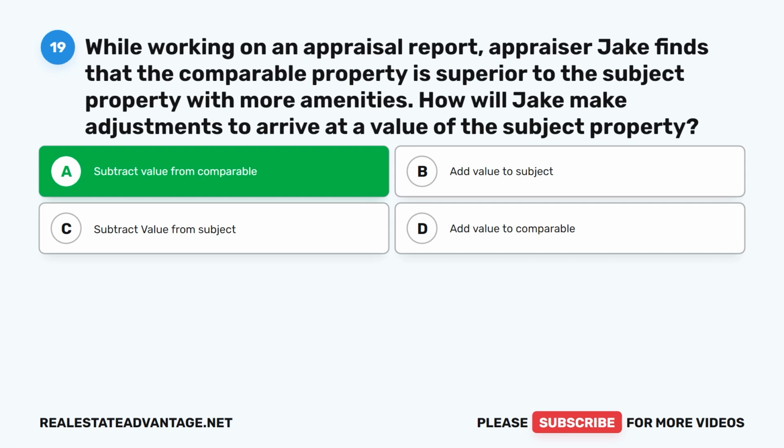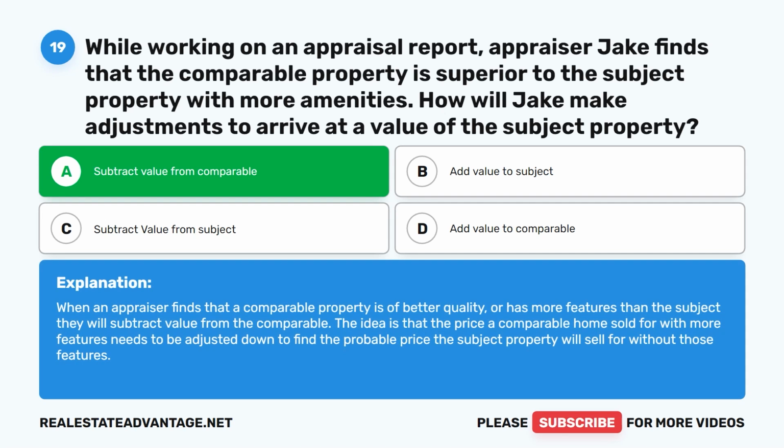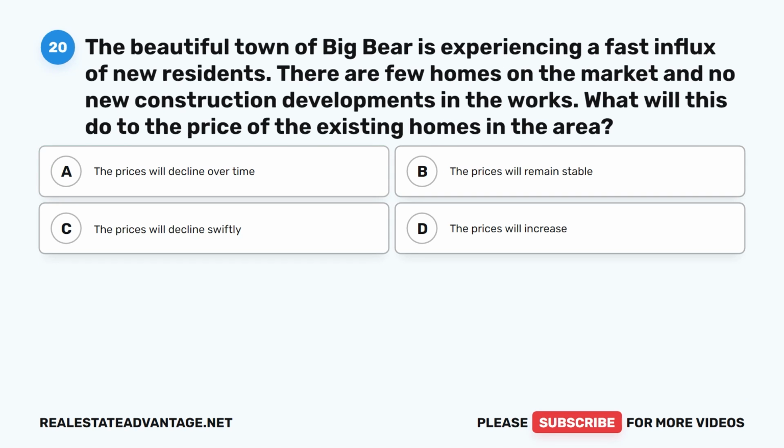Subtract value from comparable. When an appraiser finds that a comparable property is of better quality or has more features than the subject, they will subtract value from the comparable. The idea is that the price a comparable home sold for, with more features, needs to be adjusted down to find the probable price the subject property will sell for without those features.